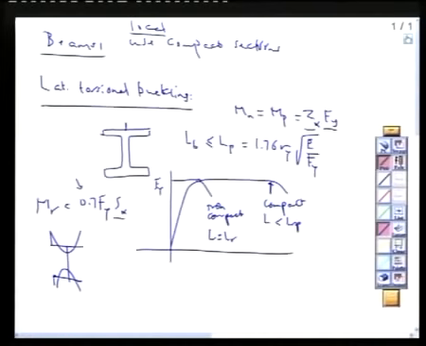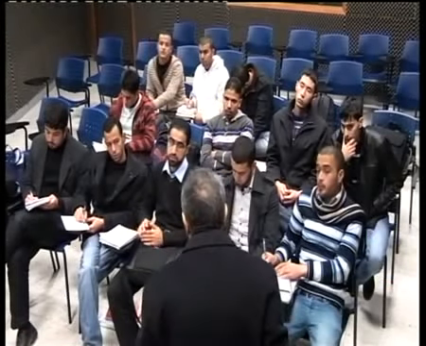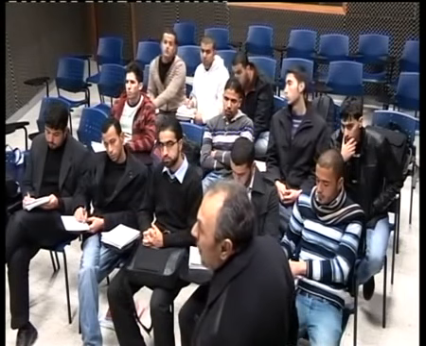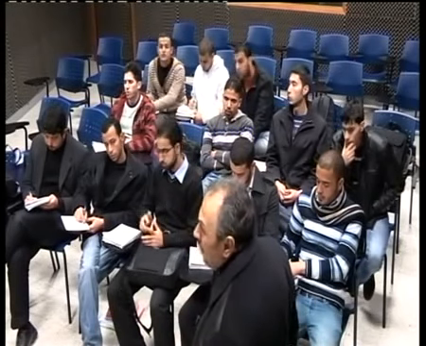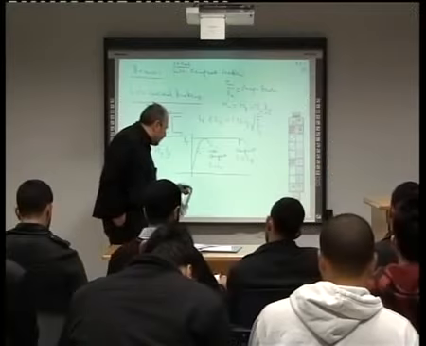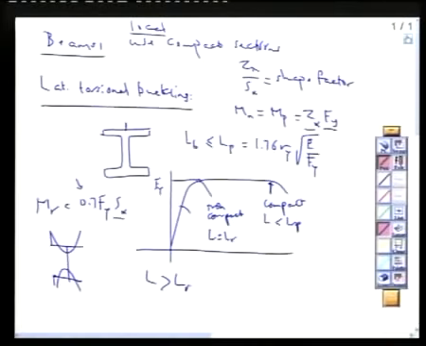We said that the shape factor Zx over Sx, for a rectangle, what's its value? 1.5. It is more than 1. For an I section, it is almost 1.1. It is only about a 10% increase. So for an I section, it is 1.1, 1.15. For a rectangle, it is 1.5. And here, we should avoid L being larger than what? Lr. Avoid.